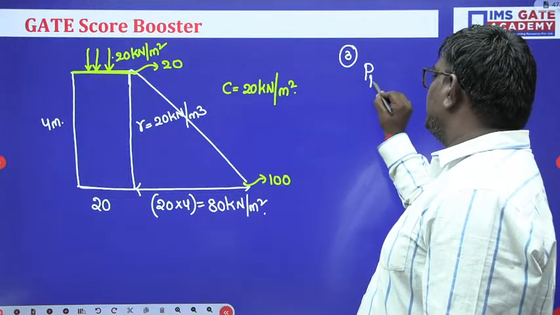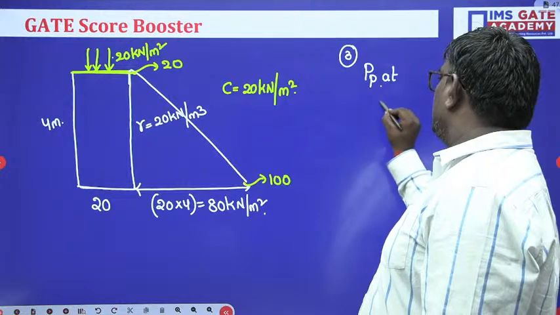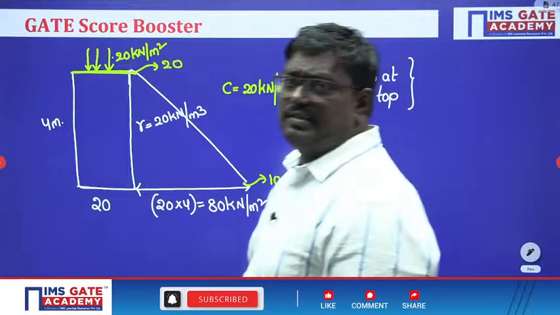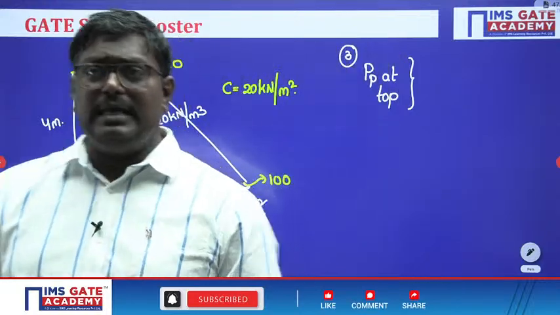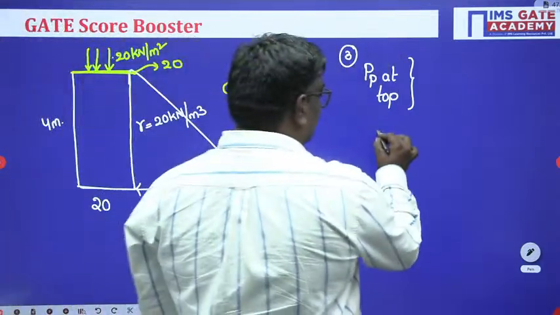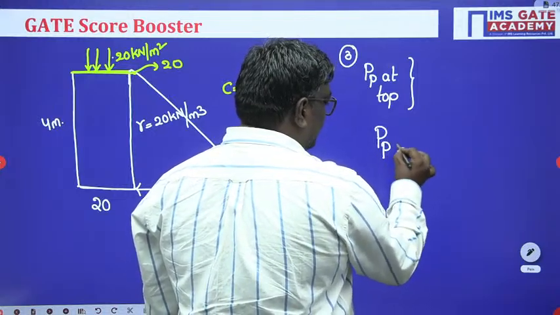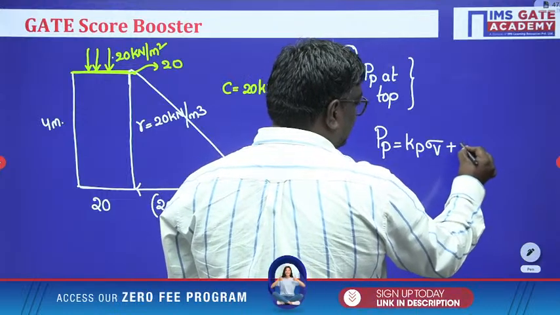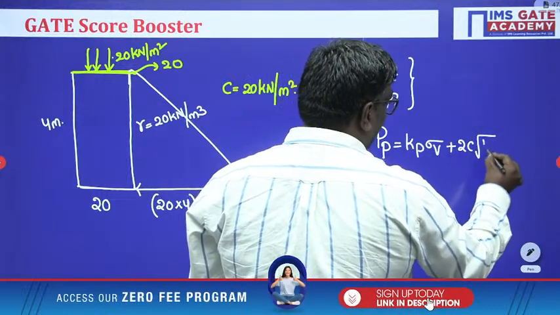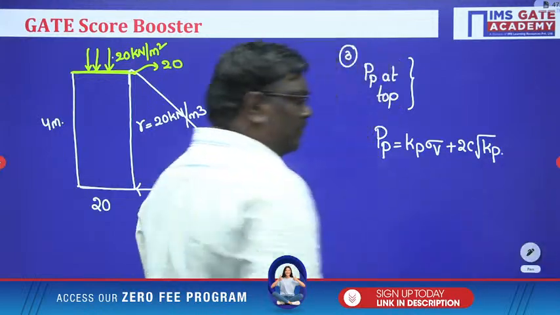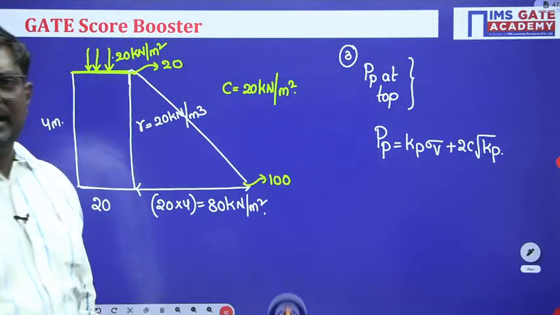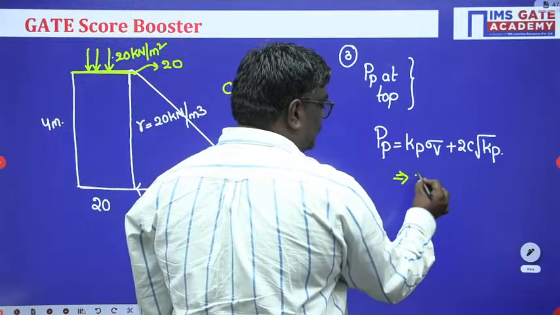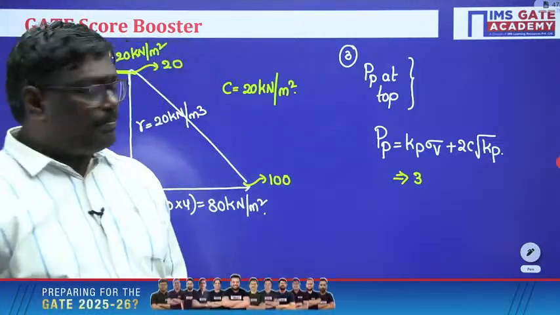The passive pressure for cohesive soils is given by the equation: passive pressure Pp is equal to Kp into sigma V plus 2C root Kp. Am I clear, my dear students? So what is the value of Kp? Just plug in these values. Kp is 3. We are finding the passive pressure at the top.